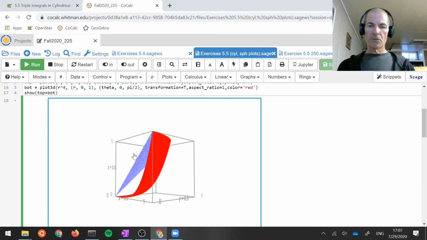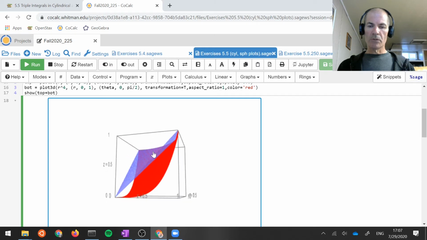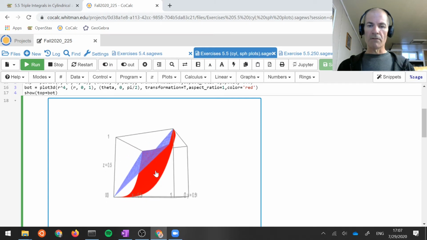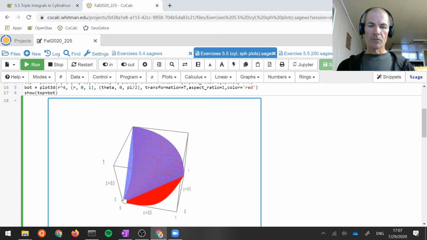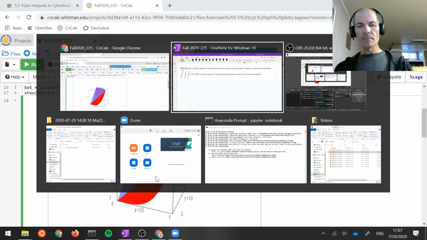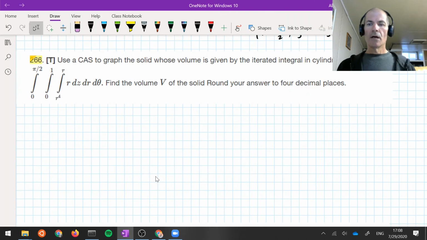So this is a visualization of the volume, and the volume that we're interested in is between these two surfaces. Z goes from the lower r to the fourth to the upper r. R goes from 0 to 1, and theta goes from 0 to pi over 2. That's it. So there's our visualization.